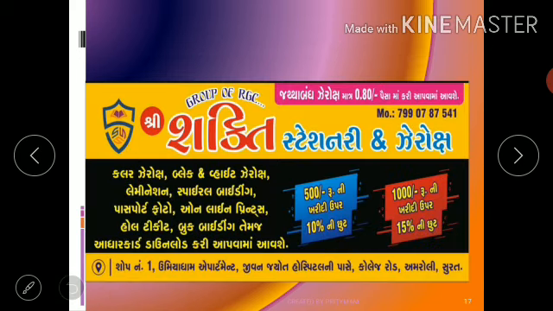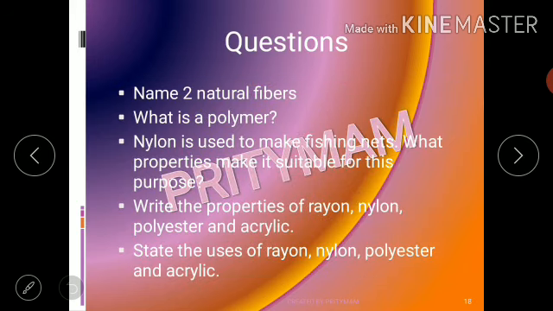These were some of the artificial synthetic fibers. Now, according to whatever we have studied in the third chapter, these are some of the questions and answers you are going to write in your books.